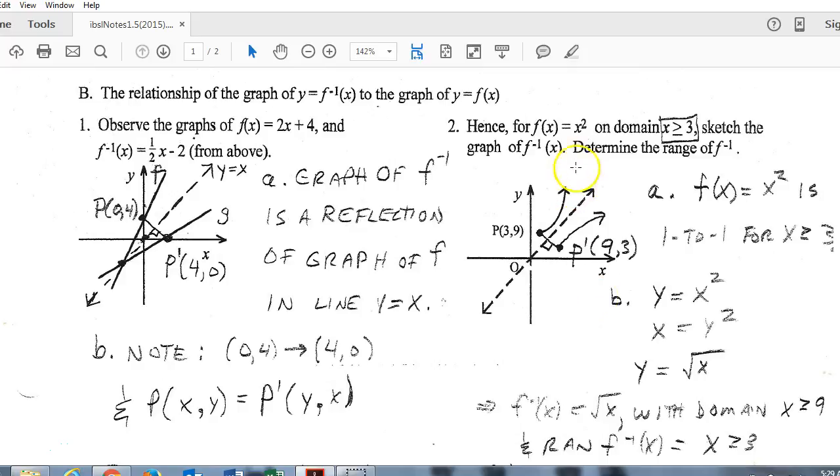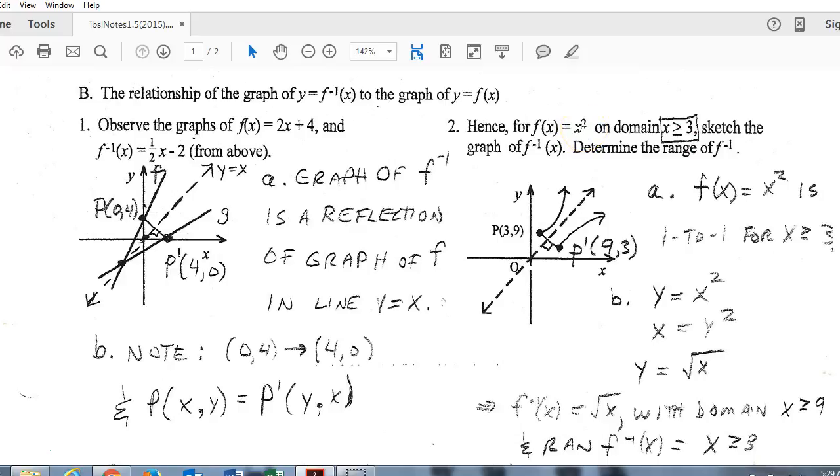So take a look at number 2 here. We're starting out with the original function of x squared, and they're going to limit our domain, and I'll show you why in just a minute. But they're asking for a sketch of the inverse function, and then they're asking for the range of the inverse. So I'm going to try to give you a little graphic explanation here of what's going on. But remember what we talked about.